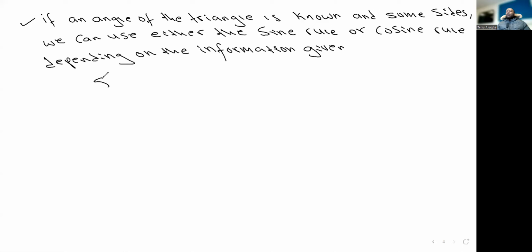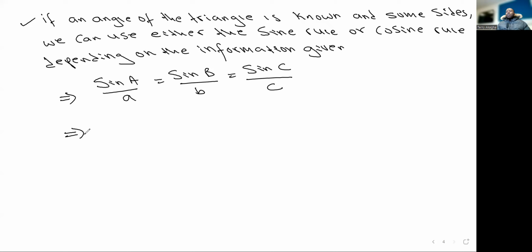So for the sine rule, you can use sine A over A is equal to sine B over B equal to what? Sine C over what? C. This is the sine rule. You can also use the cosine rule, which is A squared is equal to B squared plus C squared minus 2BC cos A. All right. So you can use either the sine rule or the cosine rule.